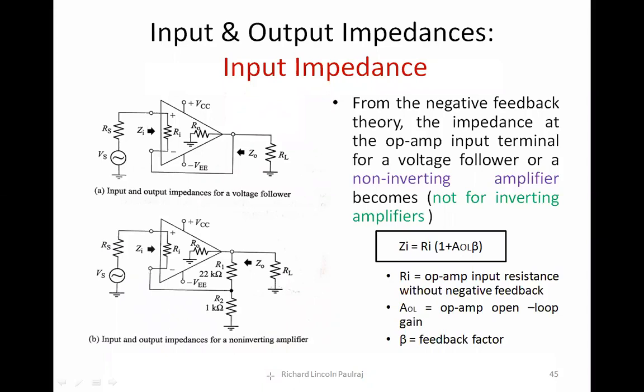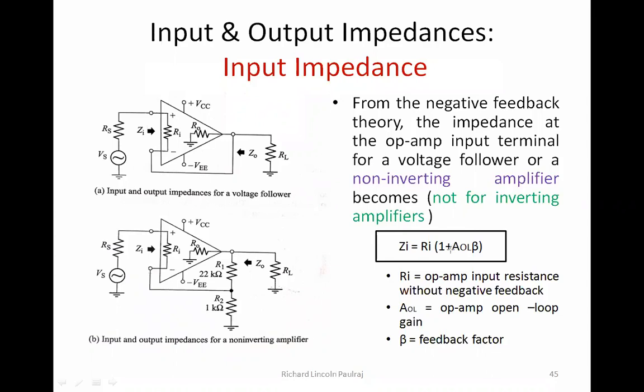Now from the negative feedback theory, the impedance of the op-amp input terminal for voltage follower or non-inverting amplifier becomes... we'll be using the concept of negative feedback, and we'll be using this formula directly. Of course, we are not doing any kind of derivation here. We're just going to make use of the formula. So we see that using the feedback, the input impedance Zi is equal to Ri into 1 plus AOL into beta.